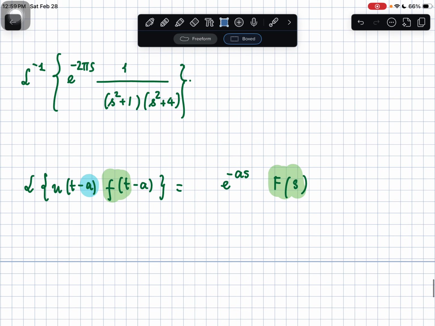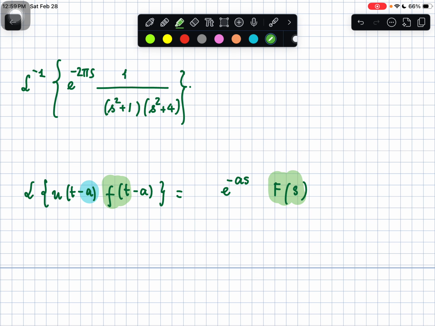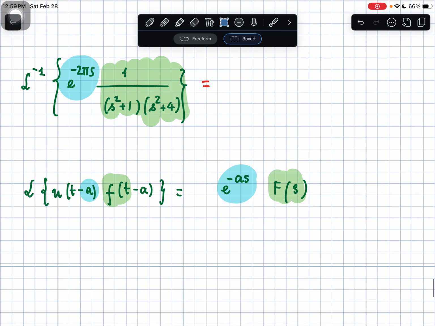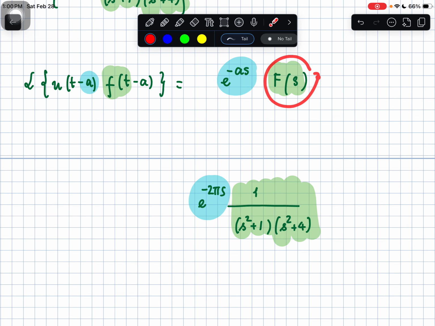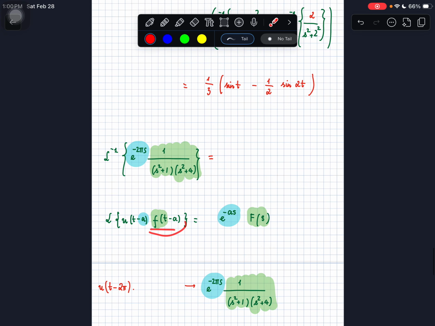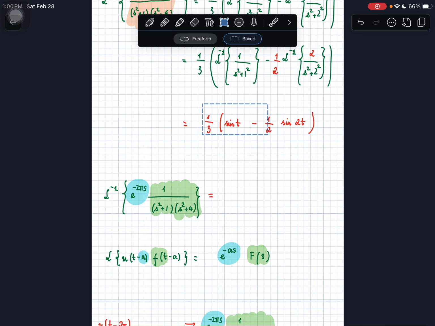In this case, you see that we can apply it for big F of s in this function. E to the minus as is e to the minus 2 pi s, so a equals 2 pi. E to the minus 2 pi s times big F of s. The function transforming to this one is u(t minus a), t minus 2 pi, times small f(t minus a). Small f(t) is this function. Here is our function, small f(t).